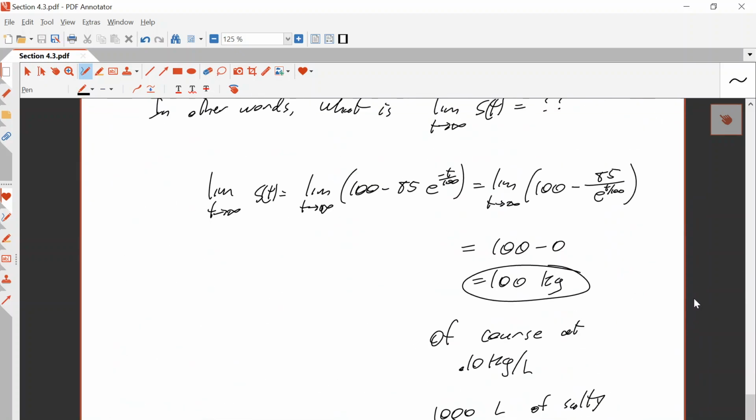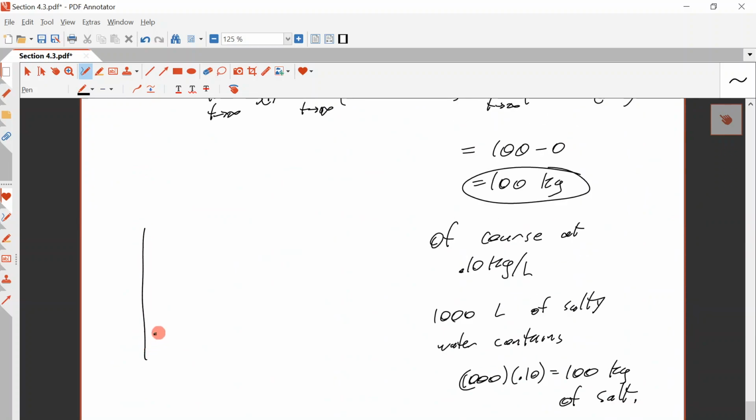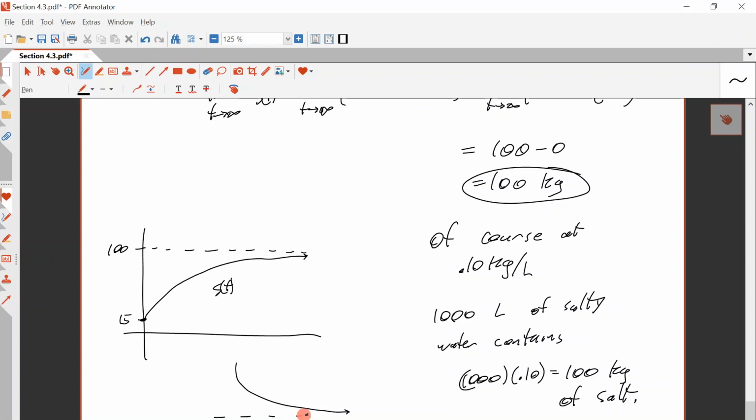And the graph of such a function looks like this. So here's 100, here's 15, and the function looks like that. S of t. That's called the logistic growth curve. So you can have logistic growth, or you can have logistic decay, like that. You have some sort of upper bound, and the logistic curve approaches it and has that upper bound as an asymptote, or this lower bound as an asymptote. So logistic growth, logistic decay. Those come up a lot.